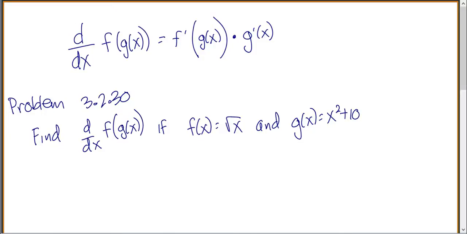In this problem, we're going to use the chain rule, because if you look at this problem 3.2.3, we want to find the derivative of f of g of x if we have f of x equals square root of x and g of x equals x squared plus 10. Now up above you can see I've written the formula.